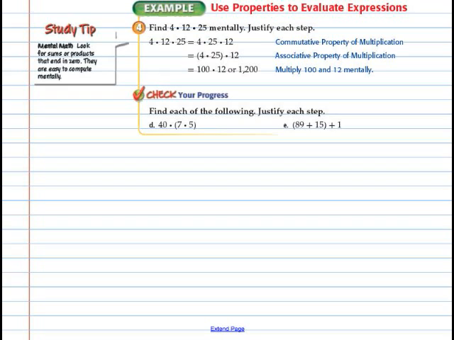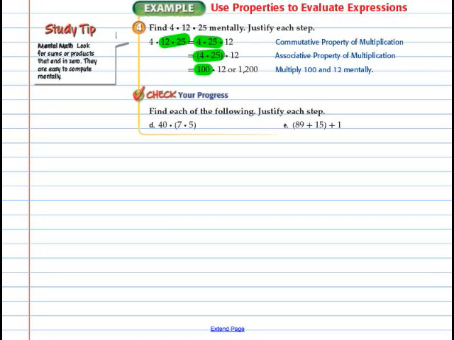Use properties to evaluate expressions. Find 5 times 12 times 25 mentally and justify your answer. If you look carefully at this one, from the original expression, they've changed the order of the 12 and the 25 so that they get what we call compatible numbers. 4 and 25, because 4 times 25 is 100, gives us a nice easy product. And then 100 times 12 is 120.